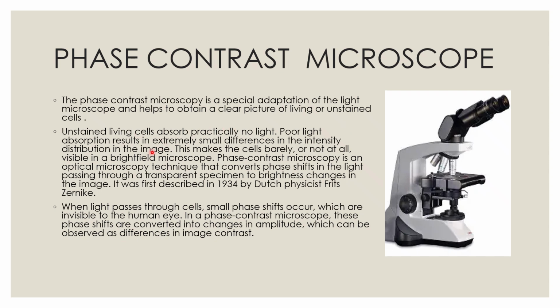So when you try to visualize unstained living cells, what happens? These unstained cells don't absorb any light. Because of this poor light absorption, it results in very small differences in the intensity distribution. Because of this, you can barely see the specimen, or sometimes you cannot see the specimen at all. Hence it is compulsory to visualize stained cells in a bright field microscope. To overcome this, we have microscopes like the dark field microscope and the phase contrast microscope.